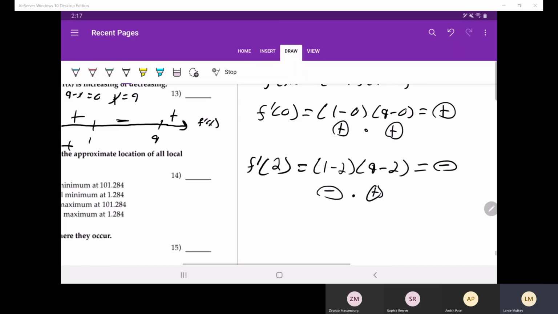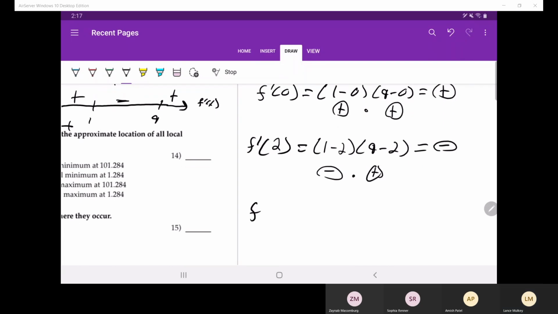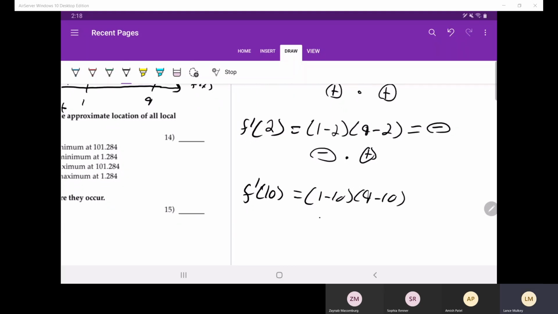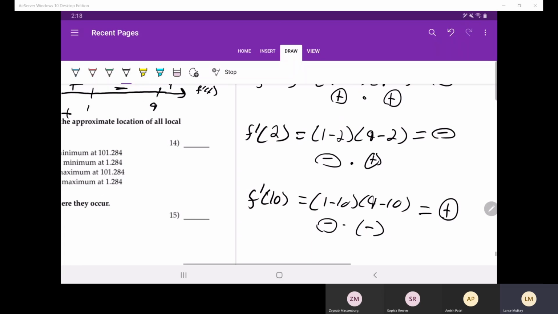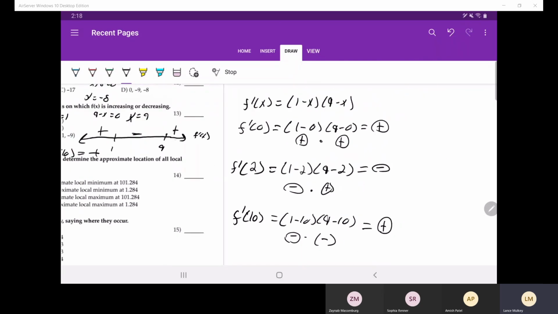And now we need a number that's greater than 9. I chose 10 because it's generally easier to work with. You can choose 100 if you want to. That equals 1 minus 10 times 9 minus 10. 1 minus 10 is negative, times 9 minus 10, which is negative. Negative times negative equals positive. Am I making more sense? So right here, I'll put a positive sign. Are y'all with me so far?